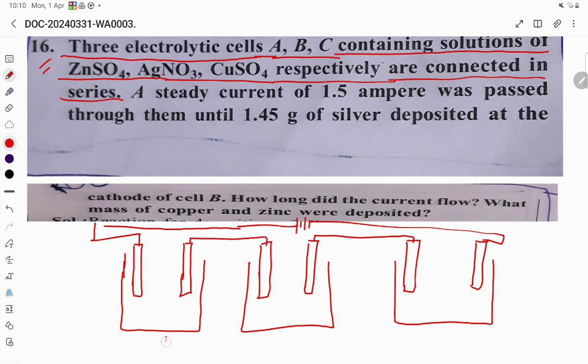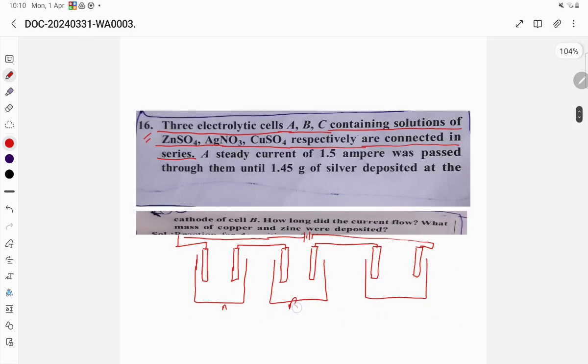They are saying, suppose this is A, here this is going to be electrode B, and here is C. They are saying A, B, C contain solutions of ZnSO4. You see, this is ZnSO4. Next one is AgNO3, and the last one, students, is CuSO4. A steady current of 1.5 ampere was passed through the cells. So how much current is there, students? They are talking about 1.5 ampere.